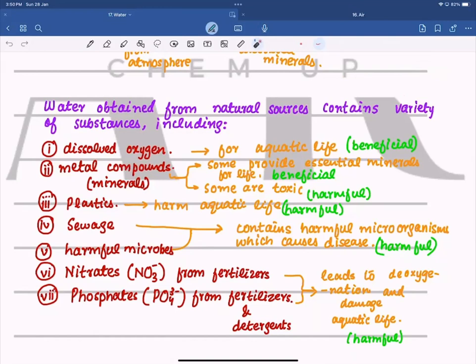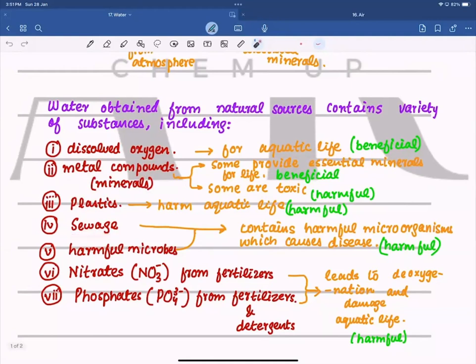Further, not only oxygen, carbon dioxide also gets dissolved in the water. But oxygen is beneficial because it is used by aquatic life. Then we have metal compounds, which we can call minerals, but not all of them are minerals, because some are essential minerals for our life and growth, which are beneficial, but some are toxic as well. Then there is plastic, which harms aquatic life. There is sewage, which contains harmful microorganisms. There are microorganisms present in the water. Besides this, we have these ions in water.